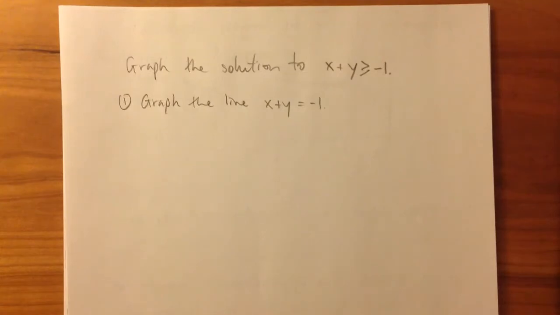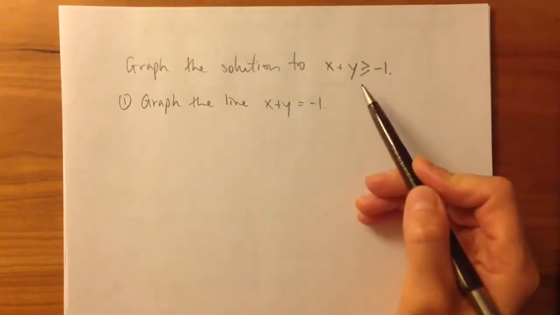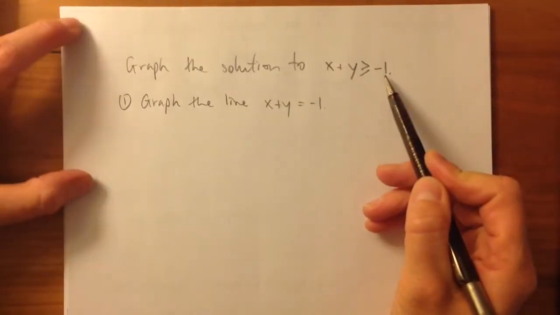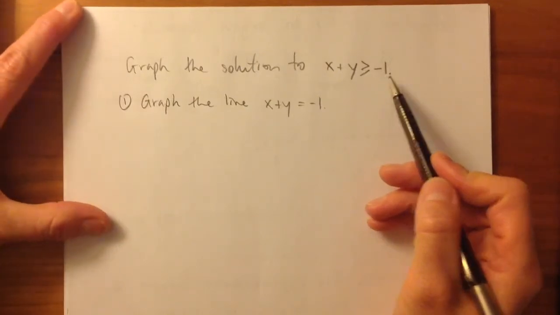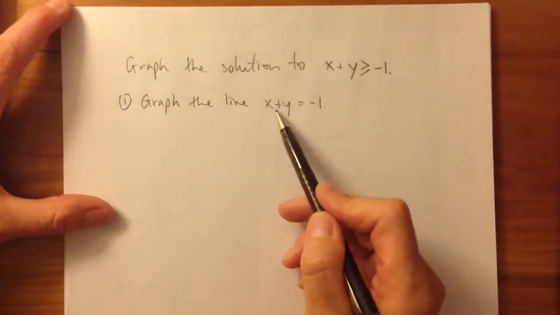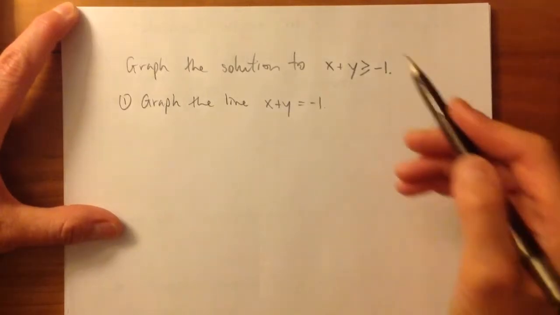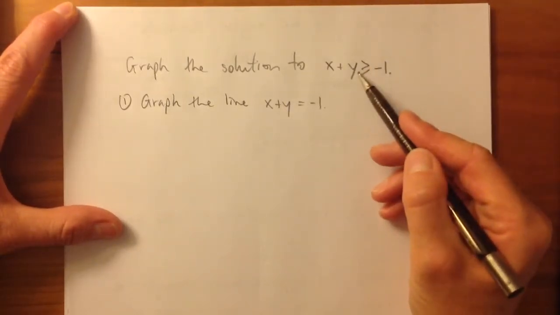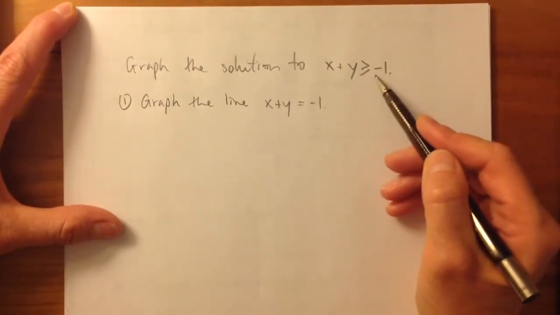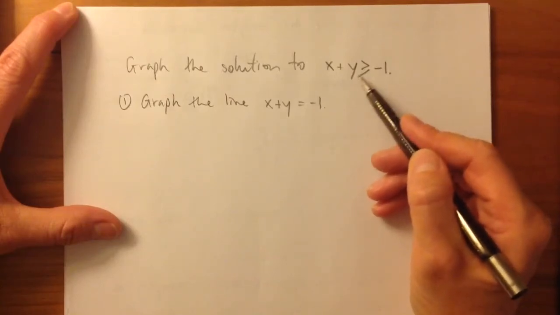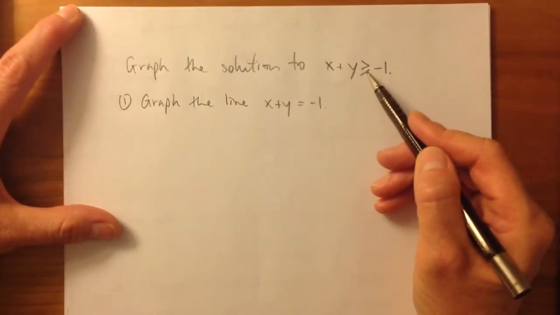All right, we're going to do a couple more examples here. So we want to graph the solution to this inequality here. And so again, the first step is to graph the line x plus y equals -1. But in this case, it says x plus y is bigger than or equal to -1. So if it allows for equality, we'll make the line solid.